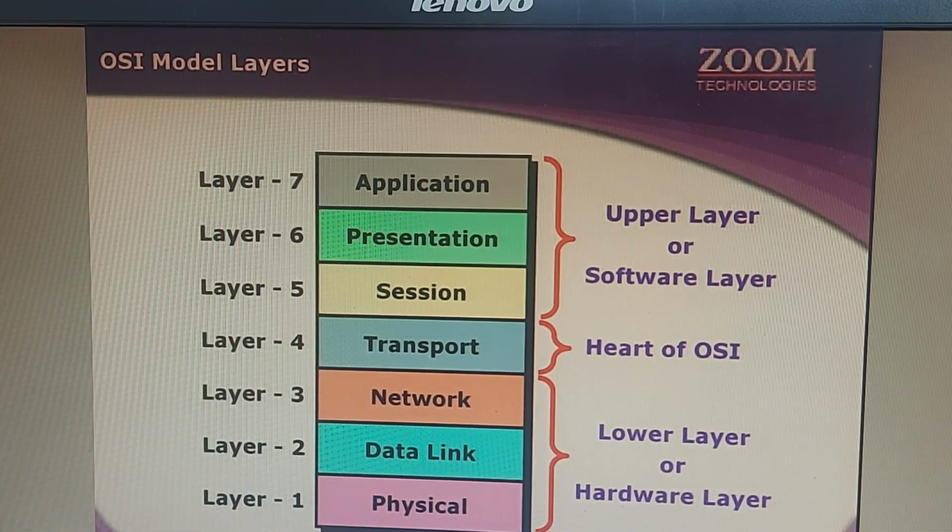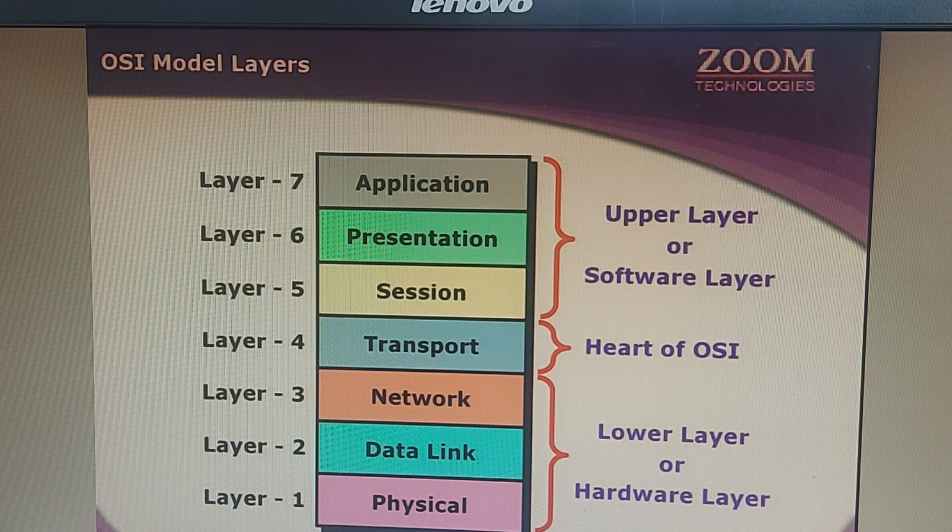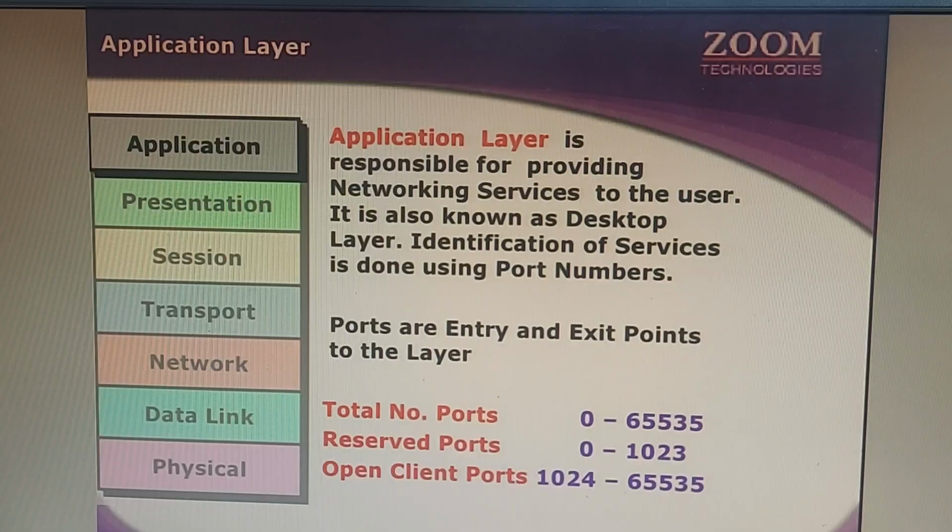In this, the upper or software layers are 3 layers: application, presentation and session. The transport layer is the heart of the OSI model. It is the main layer, which is applicable for both the upper layers and the lower layers.